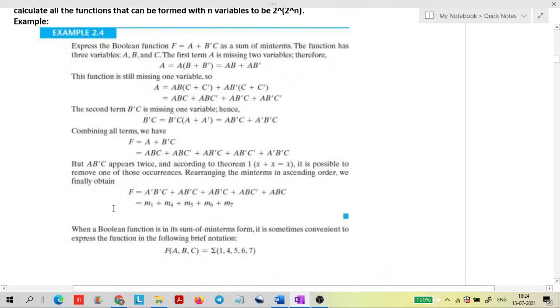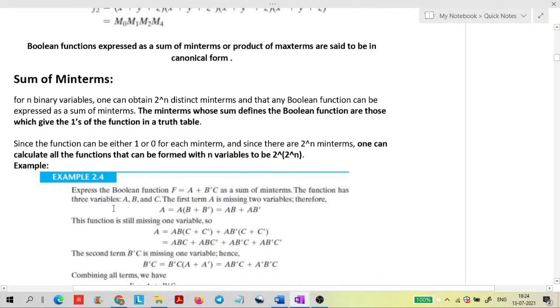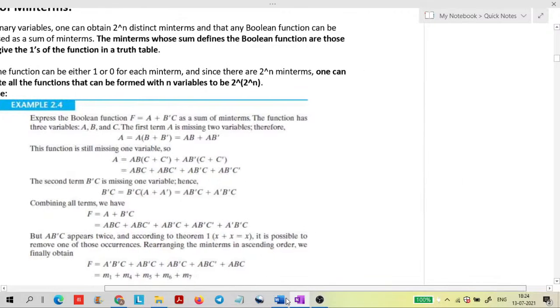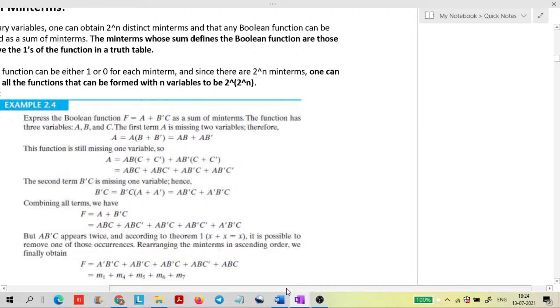Now, sum of min terms. Here we will see one expression. There is one function f equal to a plus b bar c as a sum of min terms. Min terms means what? Product terms. So this is one term, this is one term.